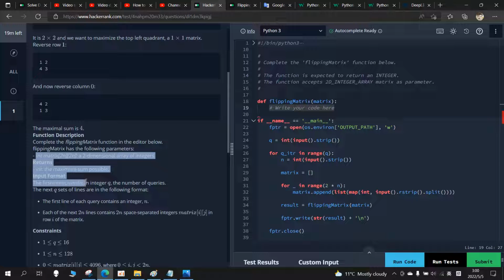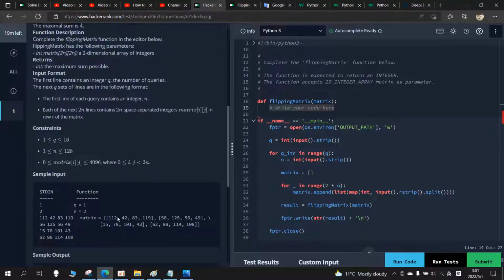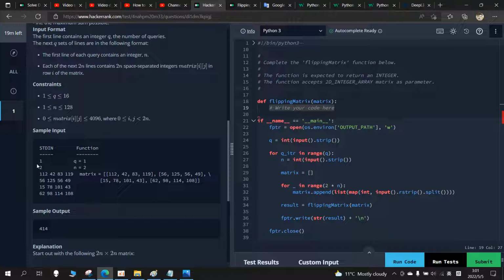Input format: the first line contains an integer q, the number of queries. The next q sets of lines are in the following format. The first line of each query contains an integer n. Each of the next 2n lines contains 2n space-separated integers, the values in row i of the matrix. This basically explains what exactly is going on with the input.